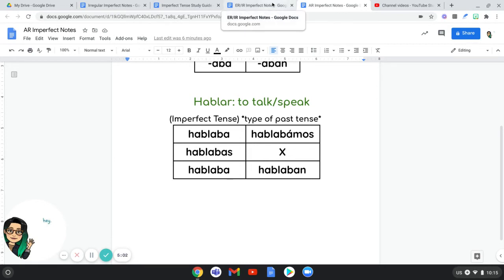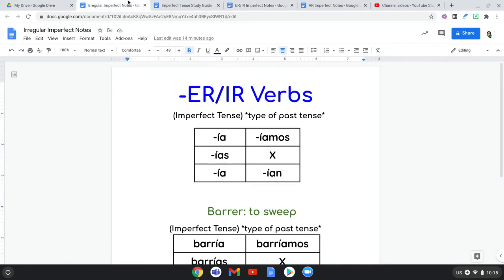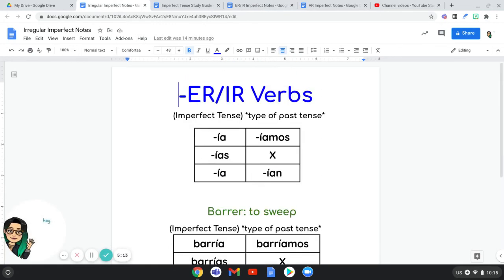The second type of verb, technically two parts, or two types. This is the one that I want. I mislabeled my stuff, I'm sorry. Ignore the fact that it says irregular up there. That's not what it should be. These are ER, IR verb endings.